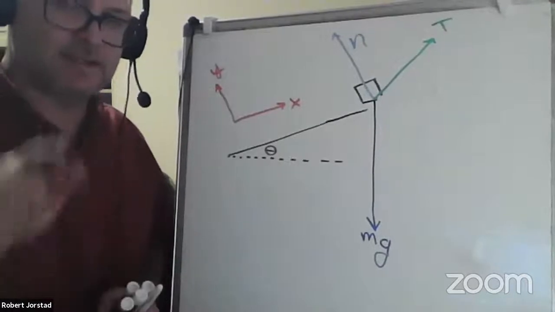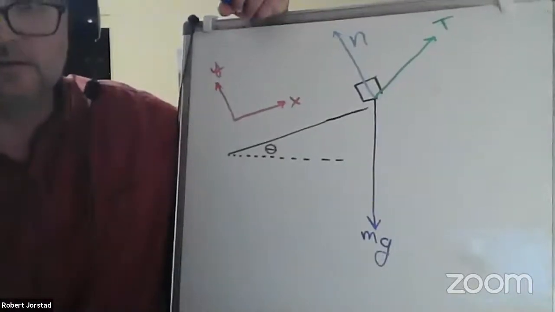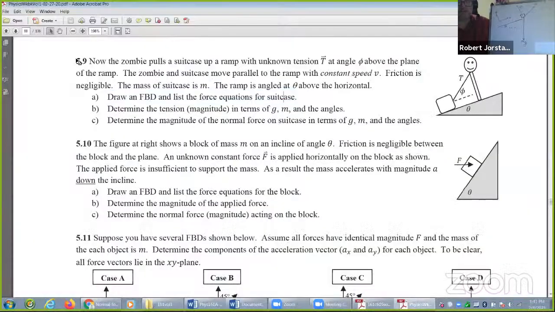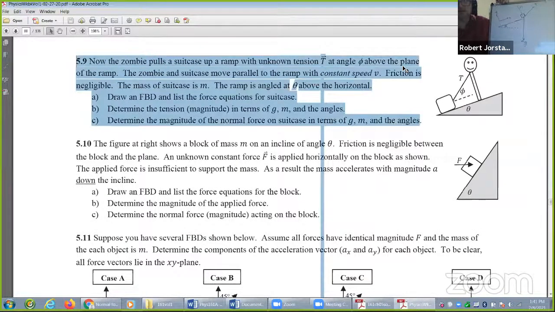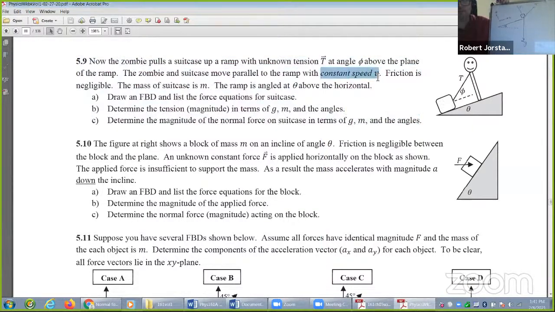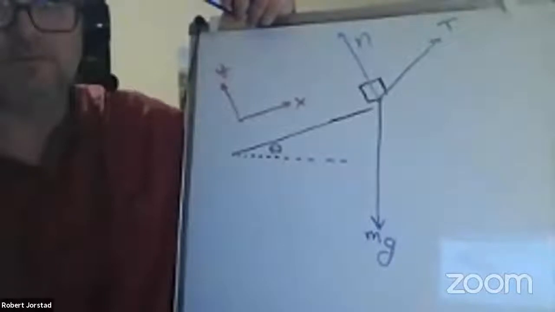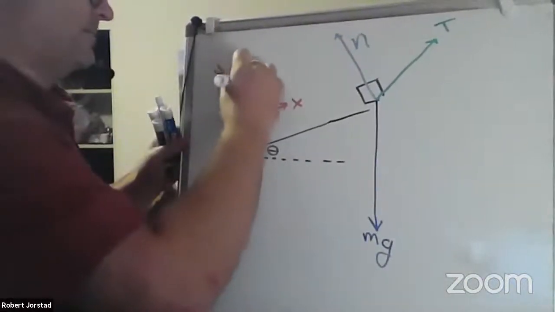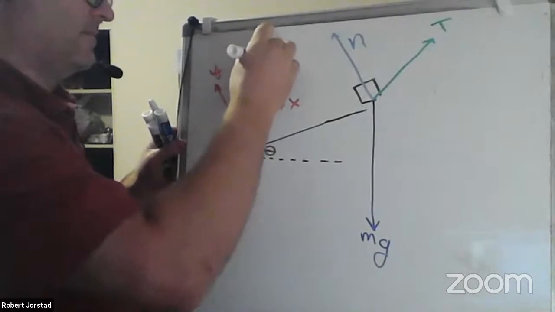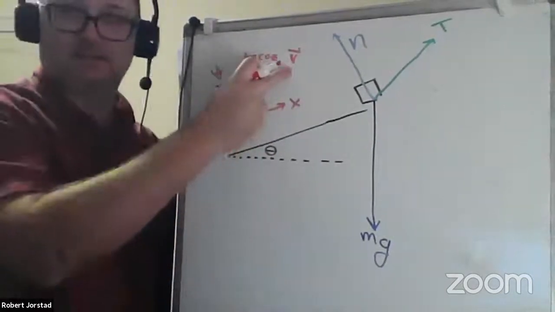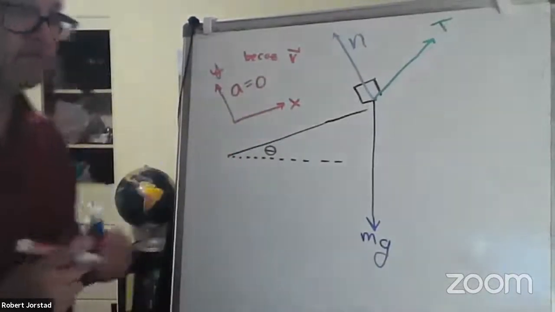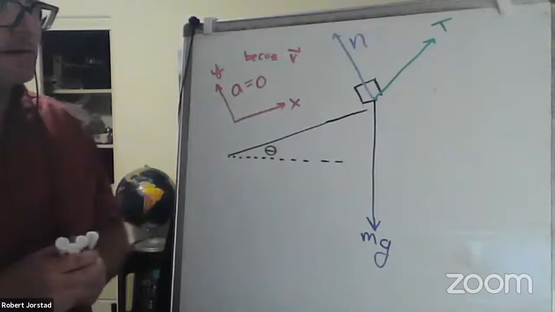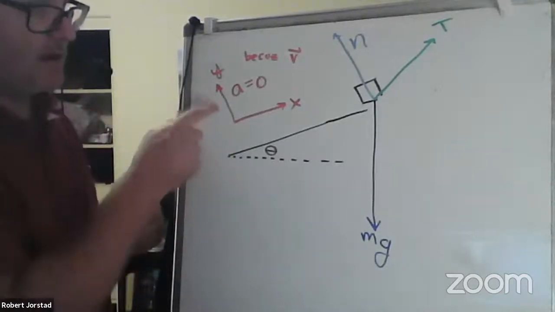What was the acceleration in this problem? Let's take a look. Did it say? What's the acceleration in 5.9? Yeah, it's constant velocity. Zero. Yeah, zero. So this is the key word. It says it moves parallel to the ramp. So that's in a straight line with constant speed. So that's cool. That means we could say the acceleration is zero. And I'm going to say velocity vector is constant, okay? All right, so now I need to split up everything onto this coordinate system.